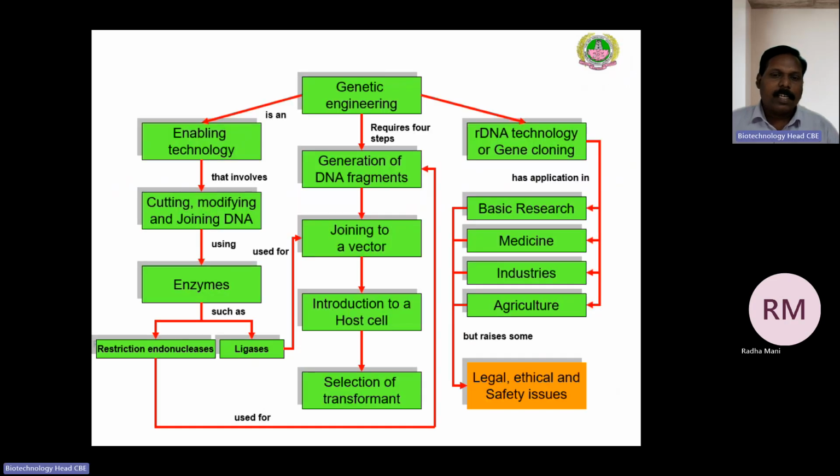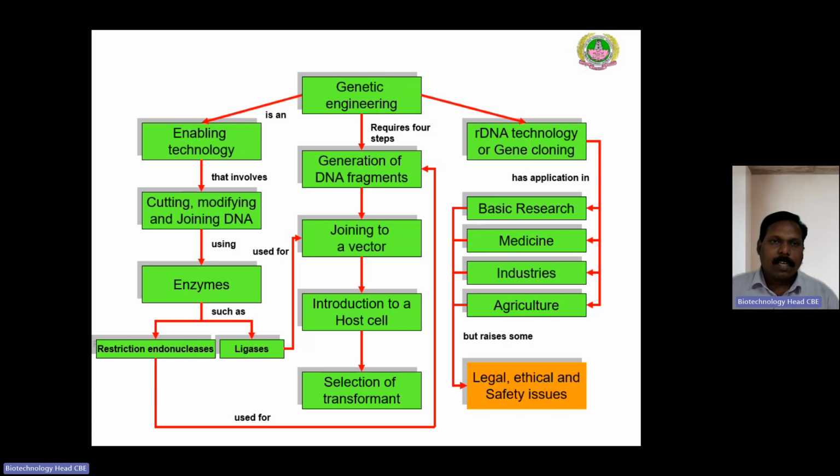So genetic engineering basically is an enabling technology which is used for cutting, modifying, and joining DNA by using specific enzymes like restriction endonucleases and ligases that will be used to generate DNA fragments as well as join them in a vector system which acts as a vehicle to carry the foreign gene of interest.